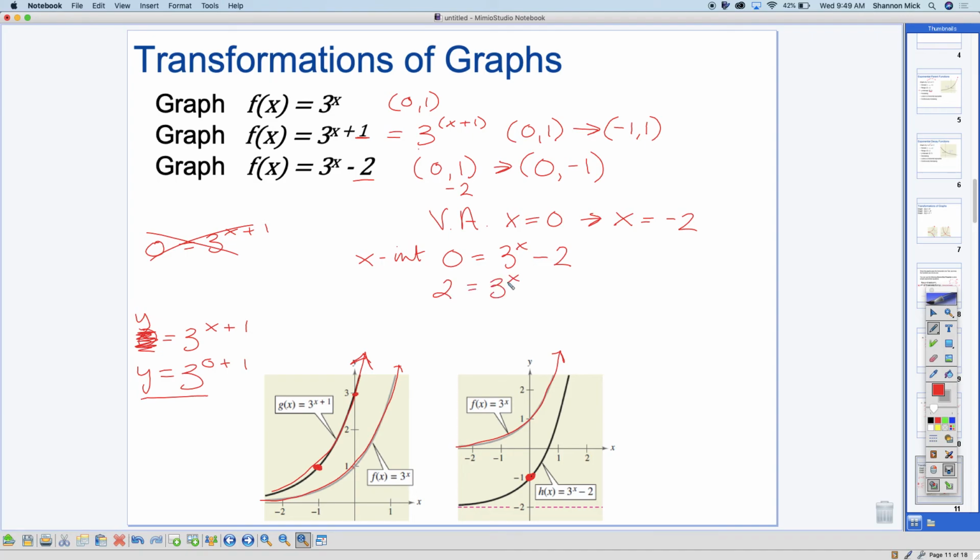And there is a power of 3 that could give us 2, but I don't know what it is. It's actually log base 3 of 2, which is not something I know the value of, even if I tell you that. Okay? But did I find the x-intercept? This would be how I would find it. And when we do logarithms, you'll say x equals log base 3 of 2.